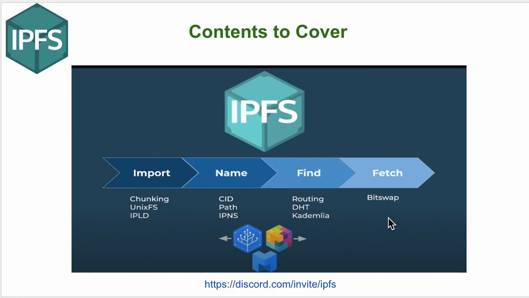So what we're going to cover in this presentation is in 4 phases. We're going to cover how to import files to IPFS, name files on IPFS, find files on IPFS, and also fetch files on IPFS. As you can see, for each of these phases, we have some tools and protocols that are used to implement a particular phase. So for example, in the import phase, we are going to be looking at chunking, UnixFS, IPLD. So let's proceed.